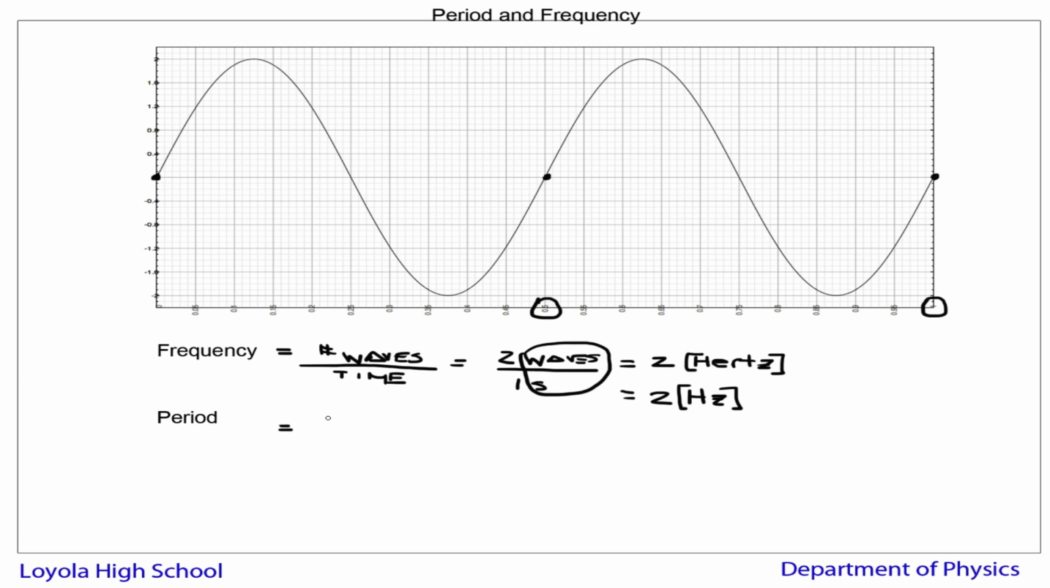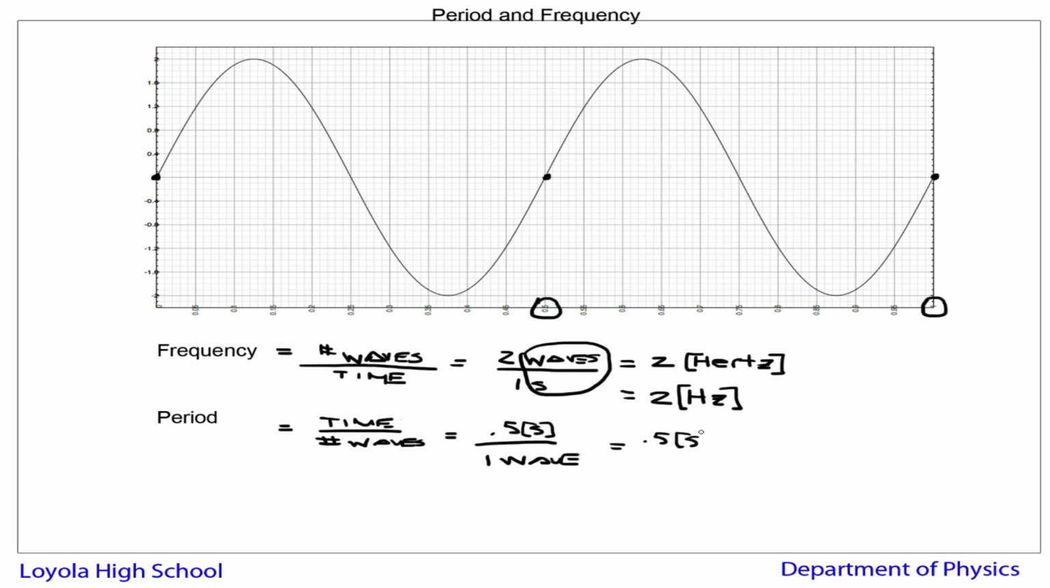Period, on the other hand, is the amount of time that passes for a given number of waves. So let's take a look here. We can actually do this two different ways. I'm going to take a look at one wave first. So I'll say, well, let's see, it's 0.5 seconds for one wave, which gives me 0.5 seconds.